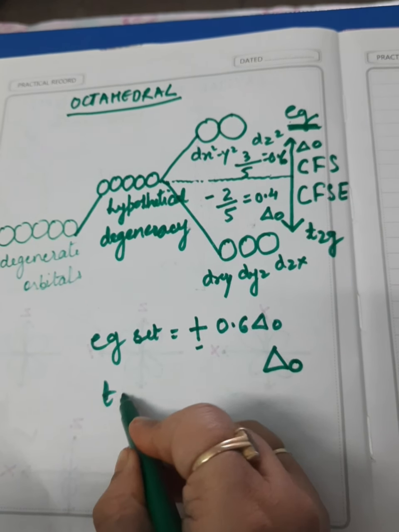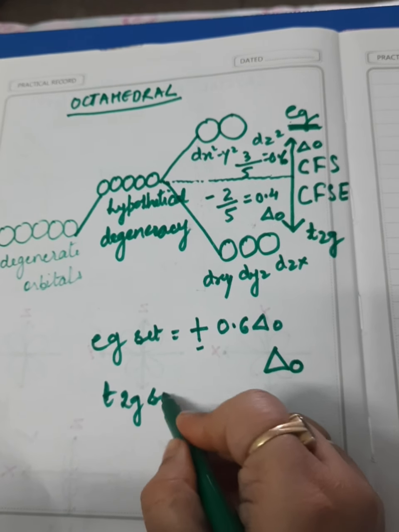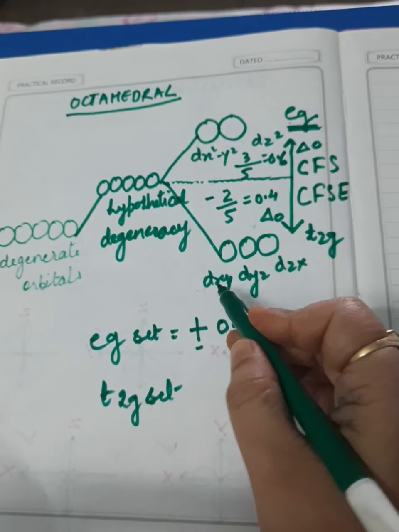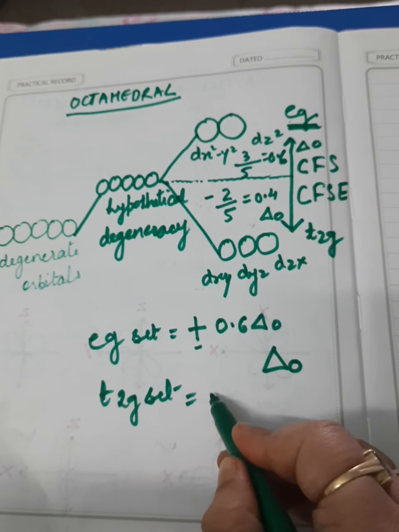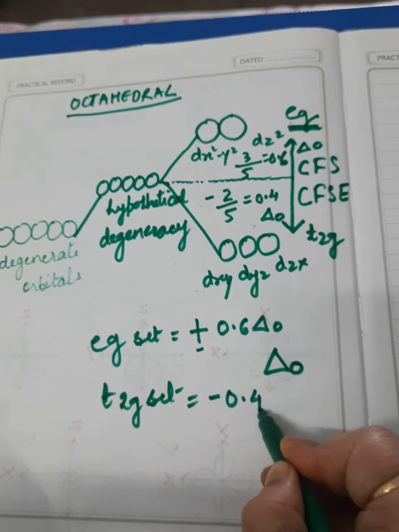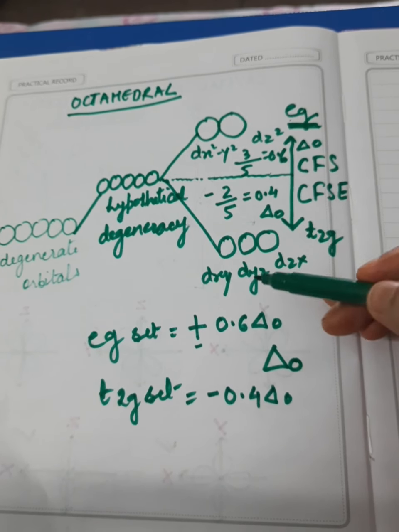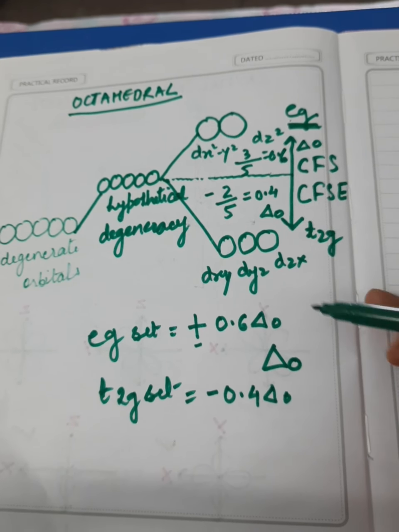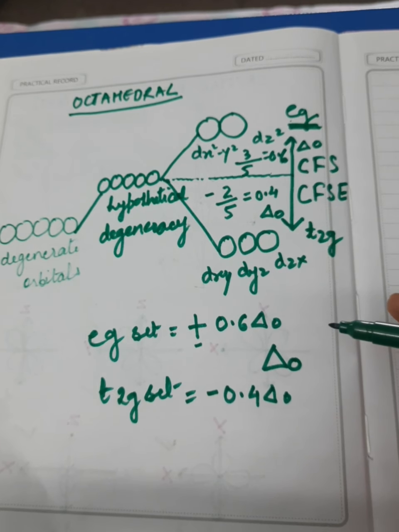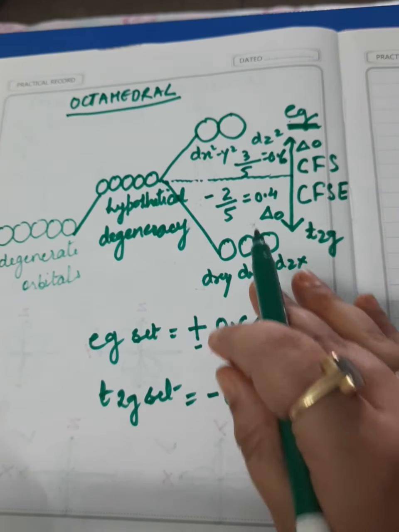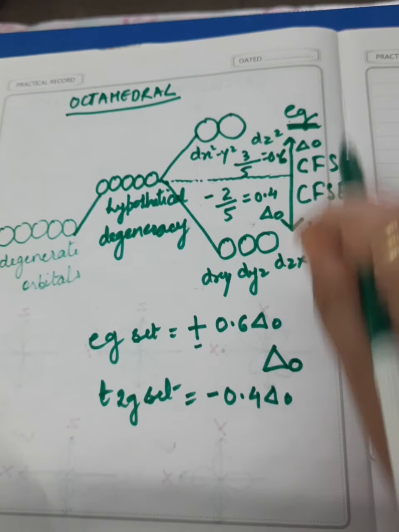And the T2G set has lesser energy than the hypothetical degeneracy. How much less? Minus 0.4 delta naught. I hope this crystal field splitting is clear to you. In the next video, my dear students, I will be teaching you how to fill electrons in the split d orbitals.